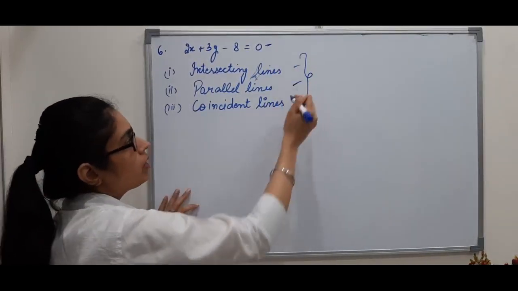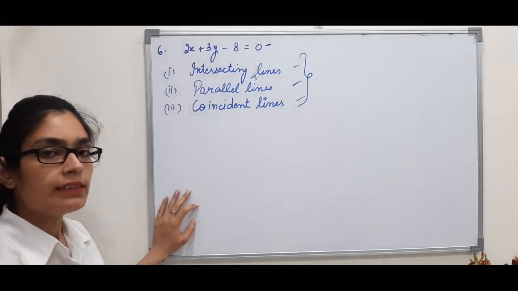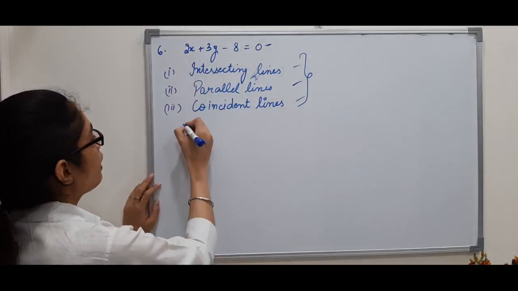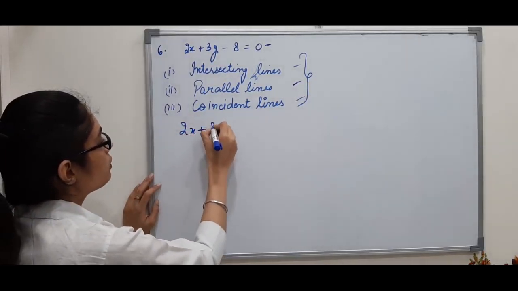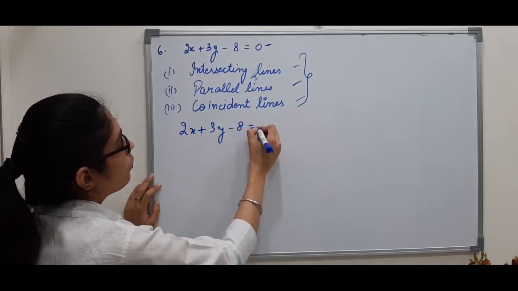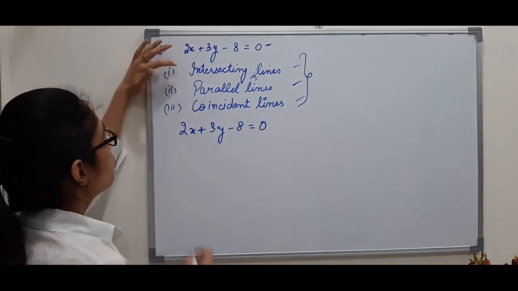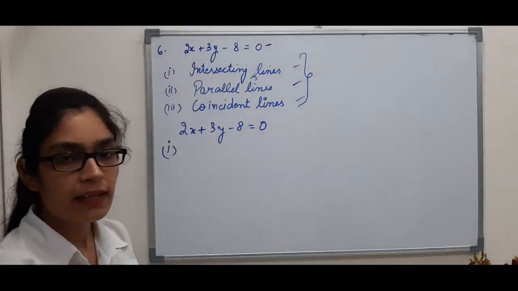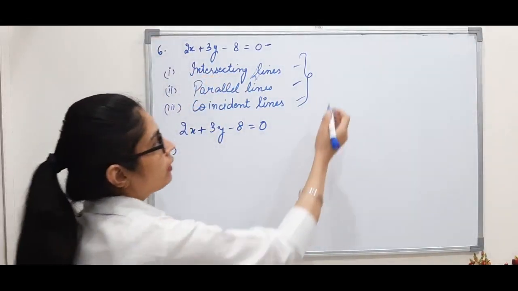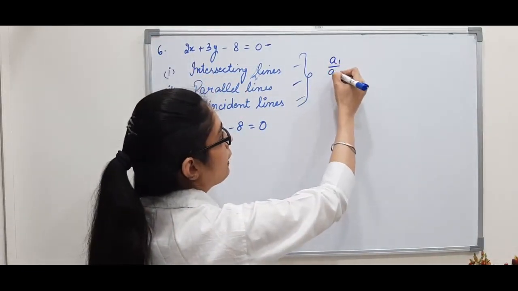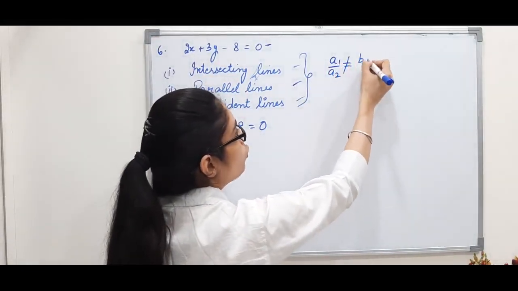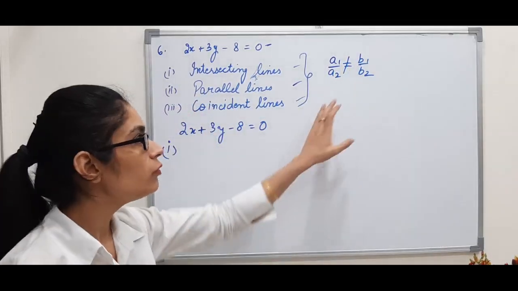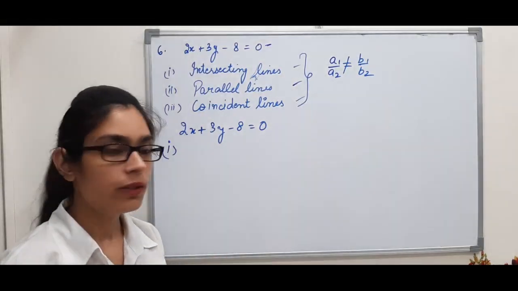So you have to find. So this is very easy. We will start from the concept which we learned in the starting of the video. First of all, I'll write this equation as it is: 2x plus 3y minus 8 equals 0. So we'll try for intersecting lines. For intersecting lines, we have learned the concept: a1 by a2 should not be equal to b1 by b2. I hope you remember this. We have done it in the starting of this video.